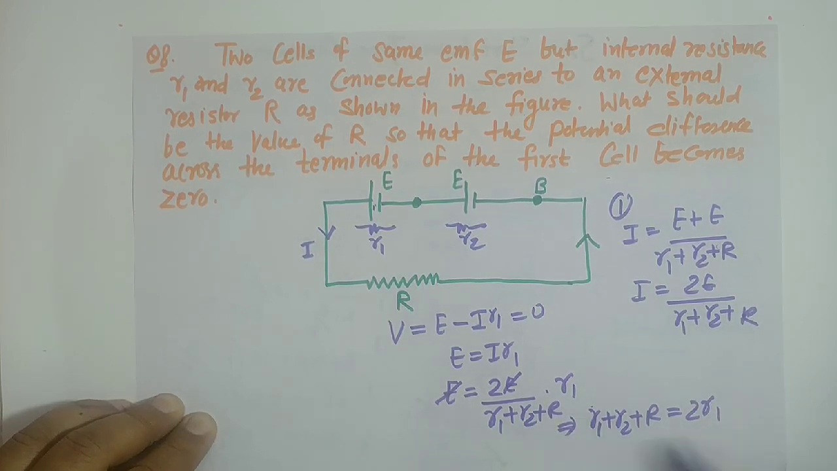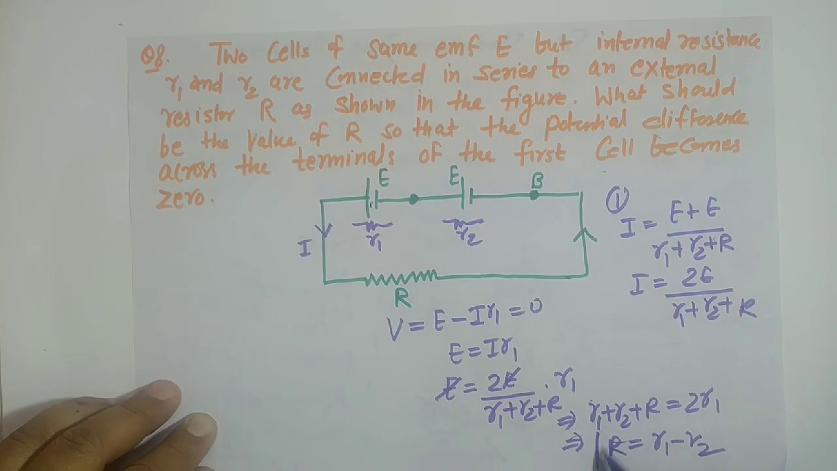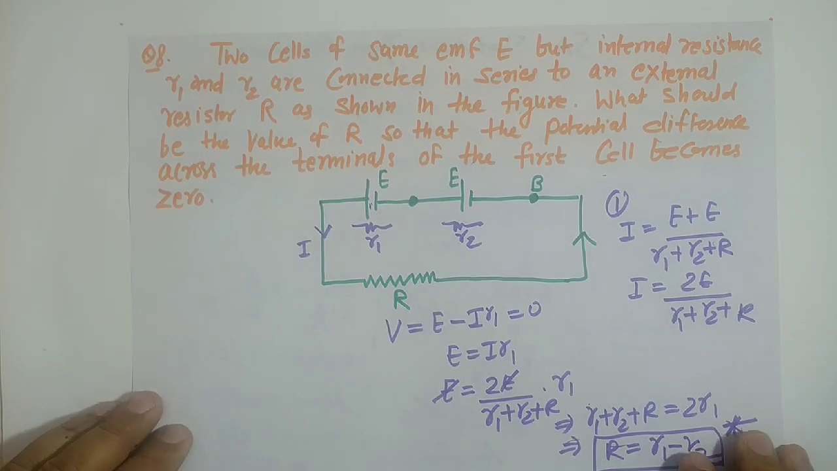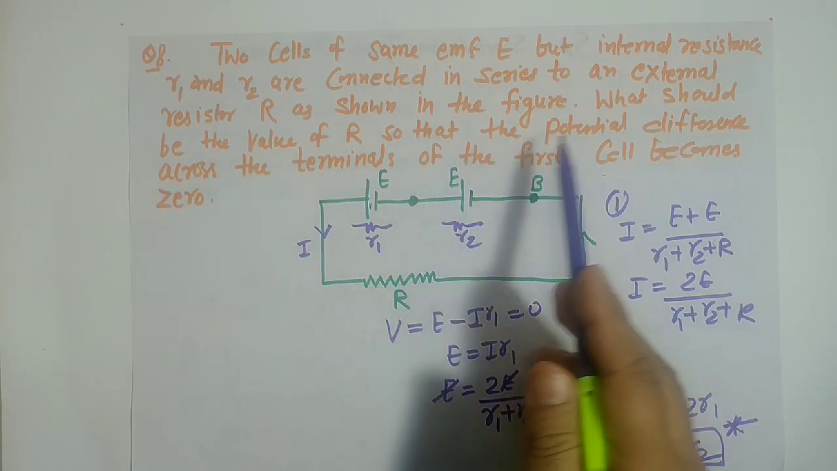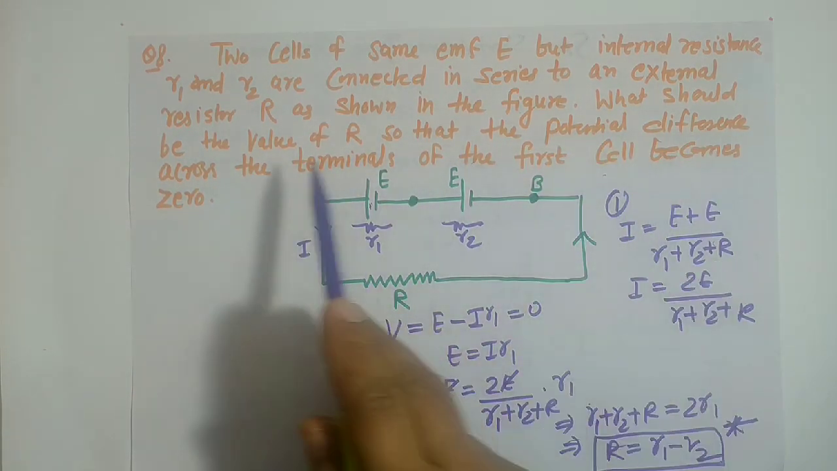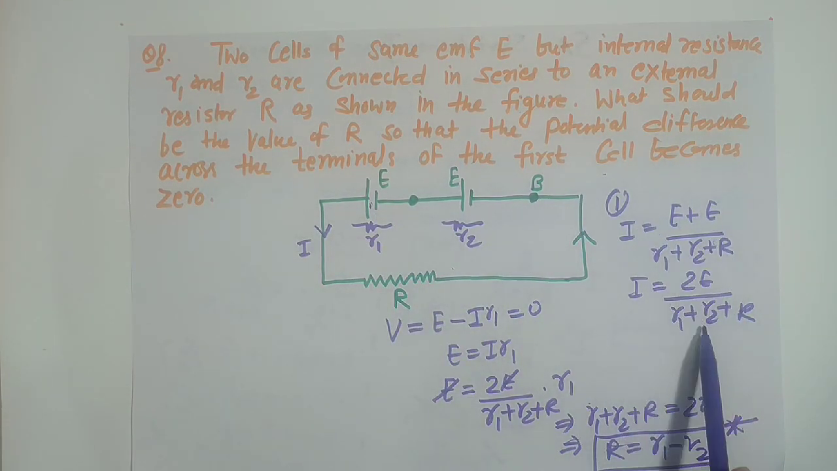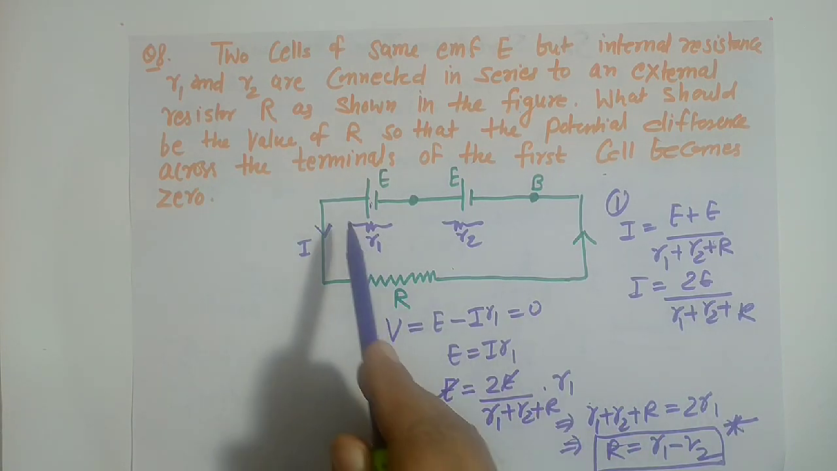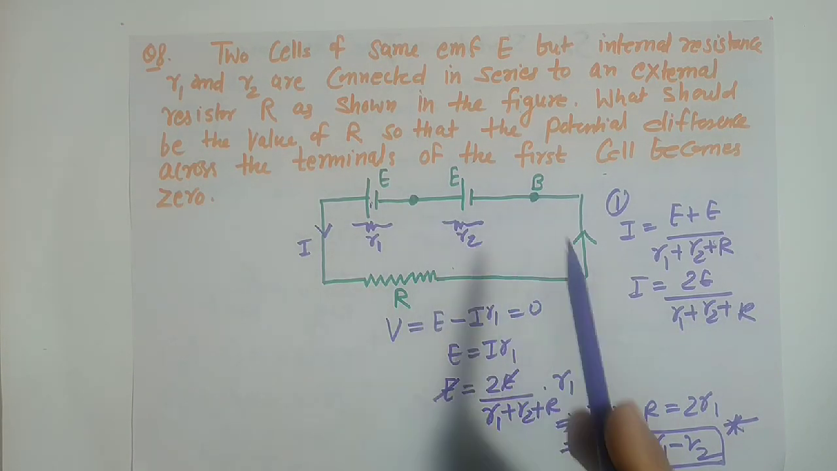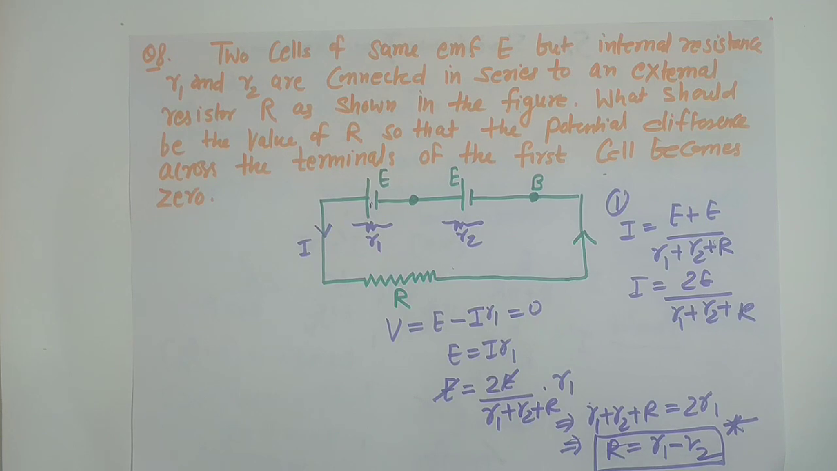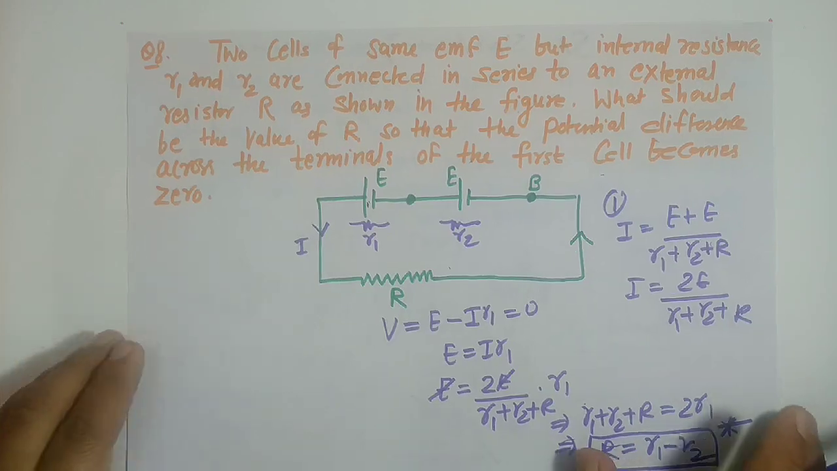Got it? And then you take it on that side. It will be R equal to R1 minus R2. This is the answer. So got it or not? Two cells of same EMF are connected with an external resistor. What should be the value of R so that the potential difference across this becomes 0? You first calculate the current in the circuit. So we got this one. And the relation of the external resistance is the difference of their internal resistances, R1 minus R2.